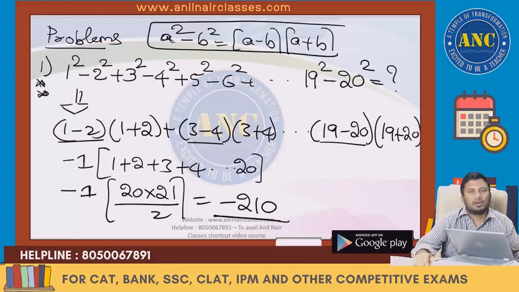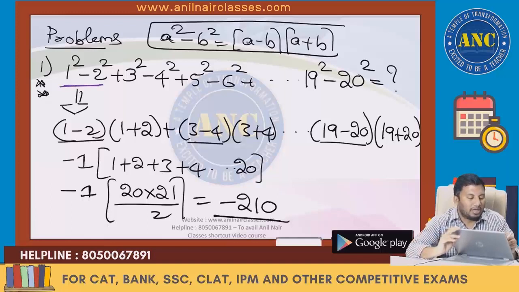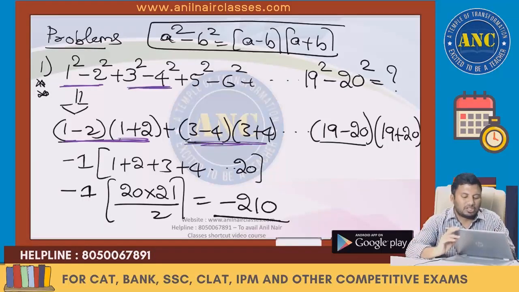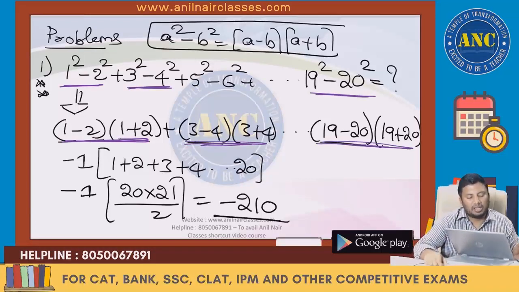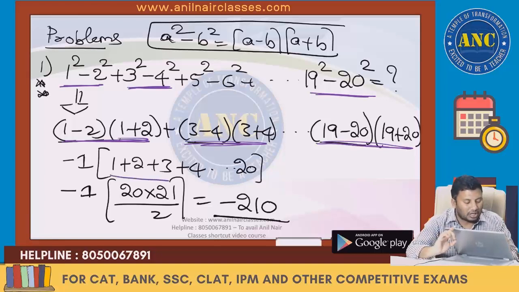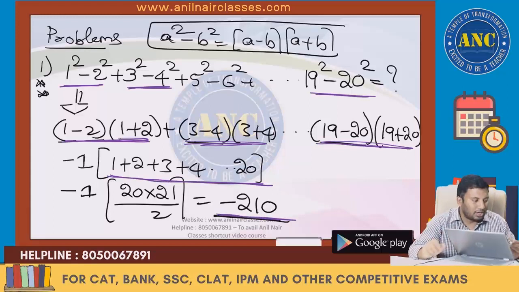Original competitive examination question. A square minus b square is a minus b into a plus b. Each pair gives minus 1, so minus 1 into 1 plus 2 plus 3 plus 4 and so on up to 20. Sum of the first n natural numbers is n into n plus 1 by 2. So the answer for this question is minus 210.